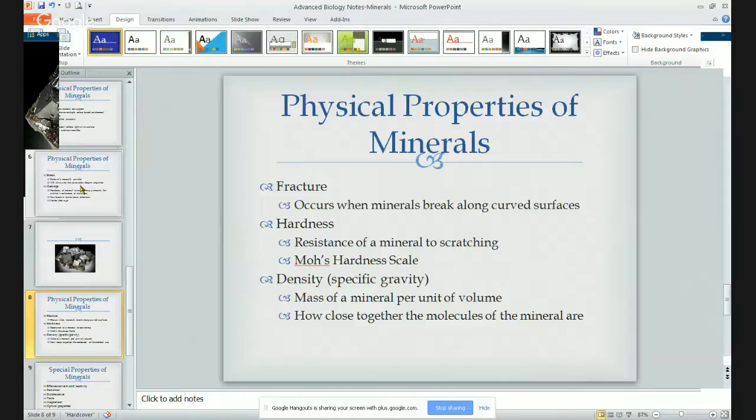And then density, which is sometimes called specific gravity. This is just how much mass the mineral has per unit of volume. So how much space does this particular mass take up? It's a measurement of how close the molecules in the mineral are. If they're really, really close, we say they're dense, and so they become heavier. If they are spread further apart, then we say they are less dense, and so they would typically float.